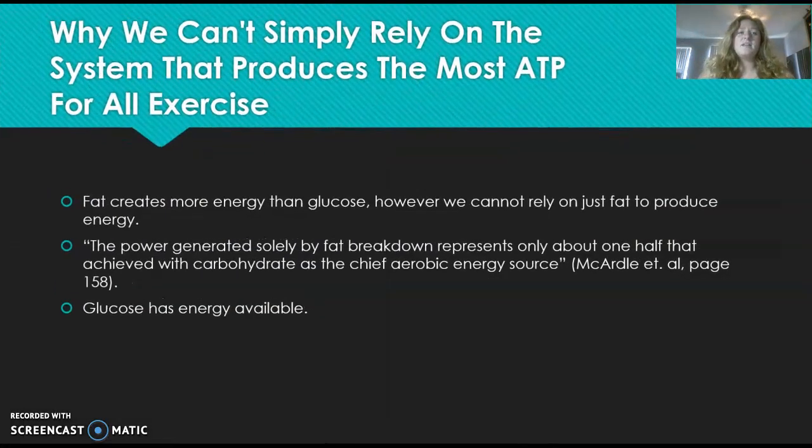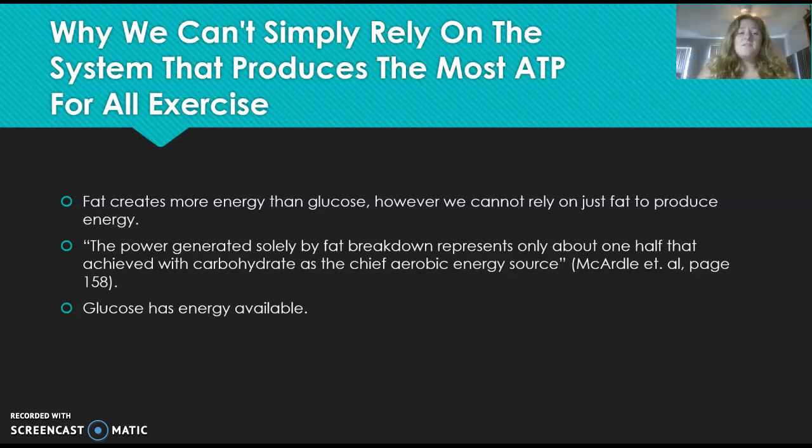We can't rely on the system that produces the most ATP. It turns out fat actually creates more energy than glucose, but we can't rely on that to produce enough energy for us to make it throughout the day. The power generated solely by fat breakdown represents only about 1/2 of that achieved with carbohydrate as the chief aerobic energy source. McArdle et al., page 158.